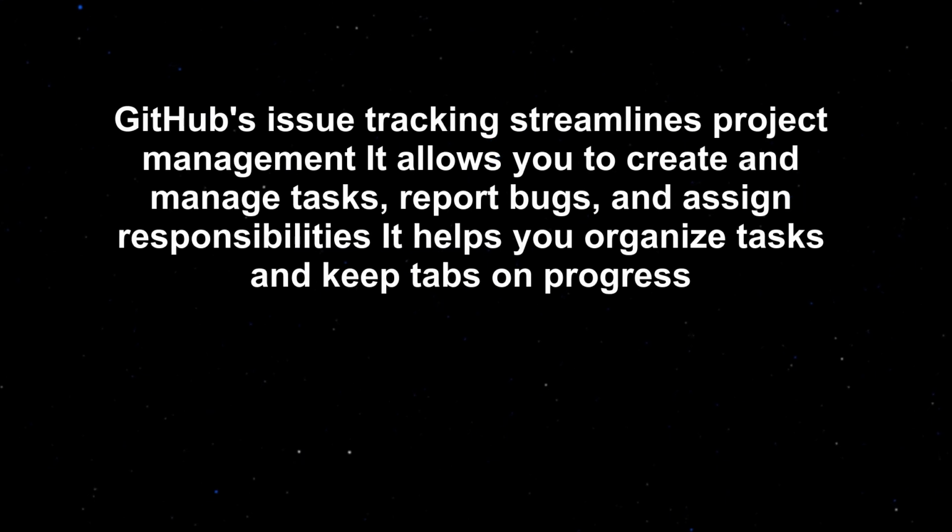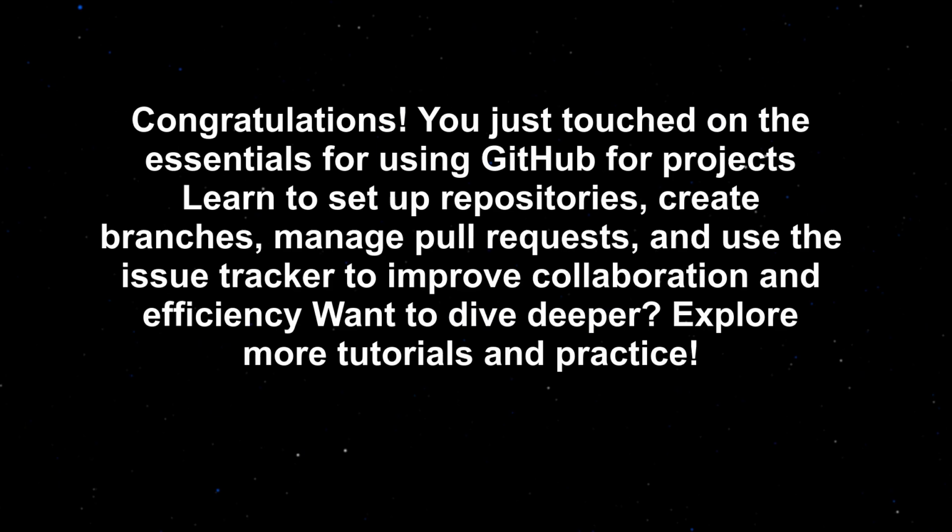GitHub's issue tracking streamlines project management. It allows you to create and manage tasks, report bugs, and assign responsibilities. It helps you organize tasks and keep tabs on progress.